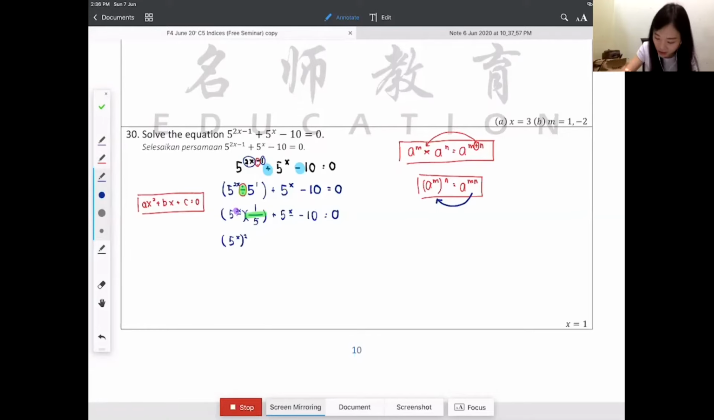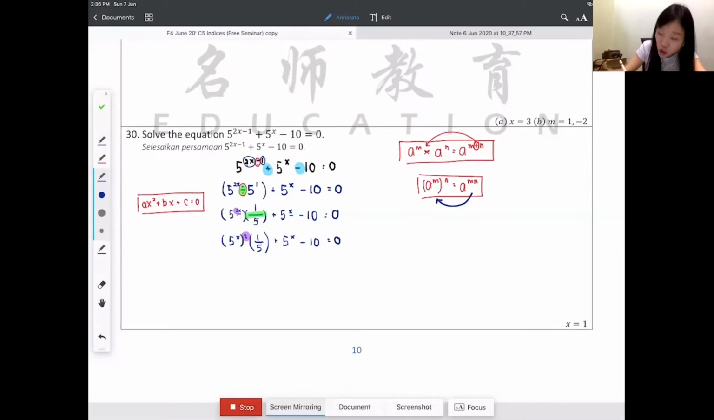No, correct? So I write slowly for you. 1 over 5 still here. Plus 5 power x still here. Minus 10 still here. Equals 0 still here. Everything is still quite nice. Correct? So at this stage, my dear, finally I see 5x here. But you cannot factorize because there's a square here. That's why I say general form, right?